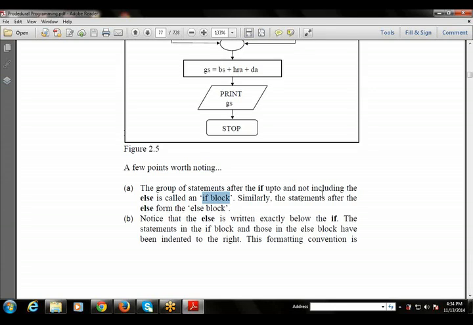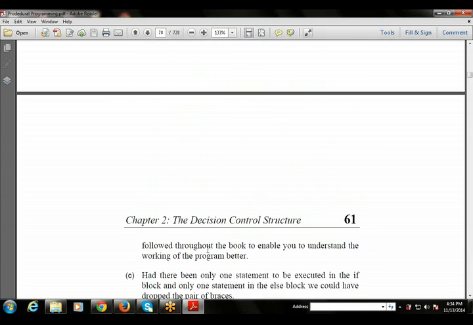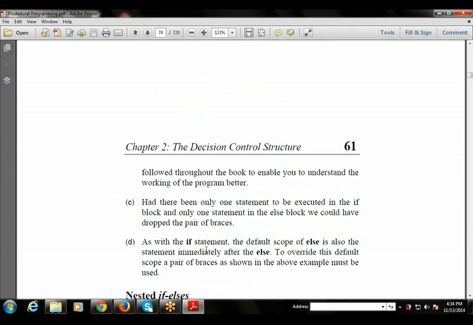Notice that the else is written exactly below the if. That is, once the if is written, exactly below it the else is also written. The statements in the if block and those in the else block have been indented. Indented means giving a right margin, that is, shifted to the right. This formatting convention is followed throughout the book to enable you to understand the working of the program better. That is, there is proper indentation in C, so that you can read the program very efficiently. So it increases the readability and user friendliness of the program.